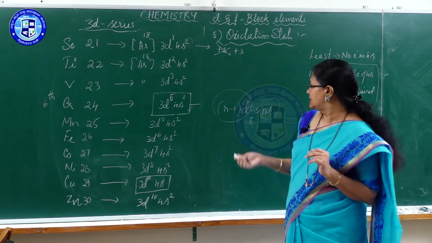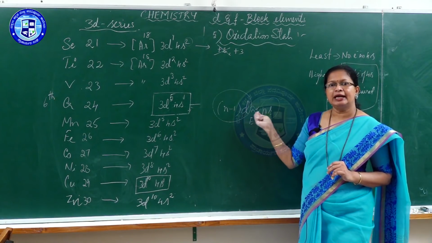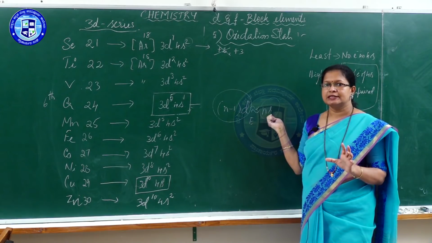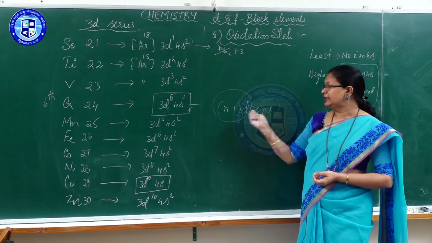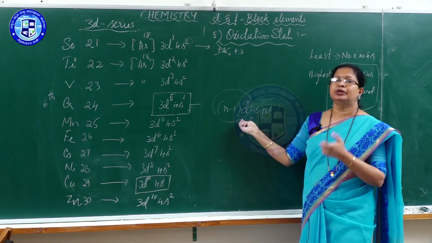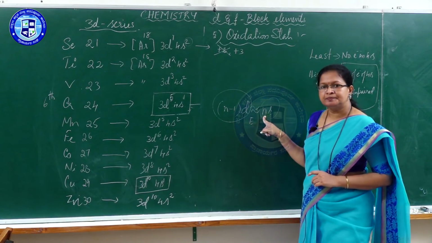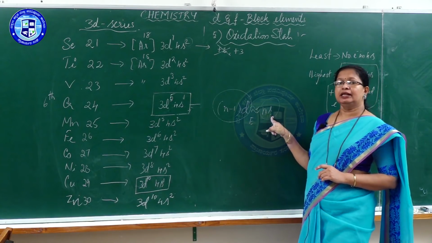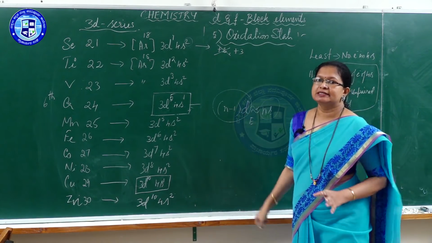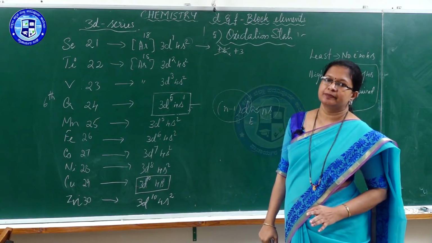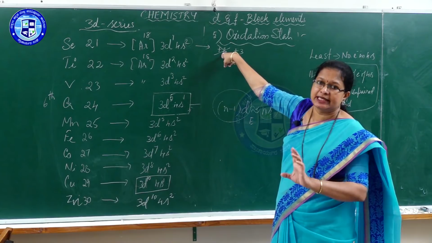The main reason is the small difference in the energy of the n-1 d orbital and ns orbital, which causes loss of electrons from both the ns orbital and the n-1 d orbital during bonding. So, during bonding, electrons can be lost from the ns orbital and even from the n-1 d orbital, so that these elements can exhibit variable oxidation state. One exception is scandium.